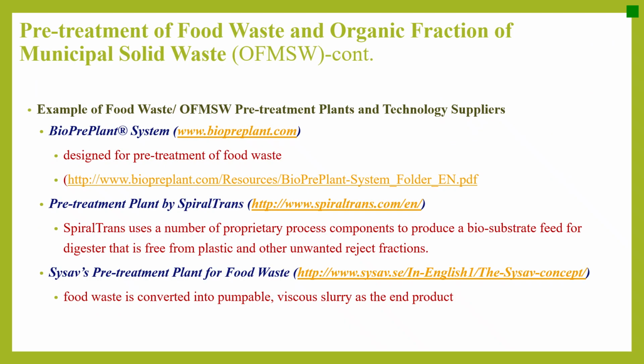Here are some examples of food waste and OF/MSW pretreatment plants that are commercially available, like the BioPre plant system, designed for pretreatment of food waste, and then the pretreatment plant by Spiral Tanks. They use a number of proprietary process components to produce a biosubstrate feed for the digester that is free of plastic and other unwanted reject fraction. And Sysav's pretreatment plant for food waste. Their food waste is converted into a pumpable viscous slurry as the end product.